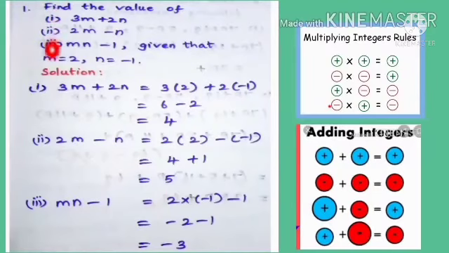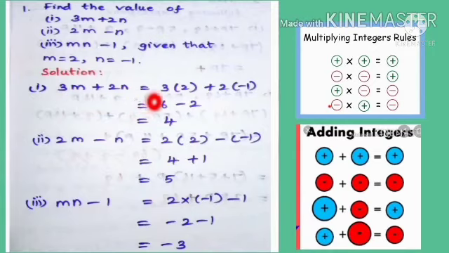Student, this problem is based on the topic value of an algebraic expression. So here we have to find the value of the given 3 algebraic expressions. The values of m and n are given. That is, the numerical values of the variables m and n are 2 and minus 1. So first, by using the steps, the first step is to study the problem and fix the variable. Here the variables are m and n. And write the algebraic expression. So here the algebraic expression is 3m plus 2n.